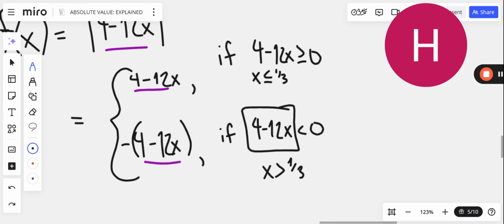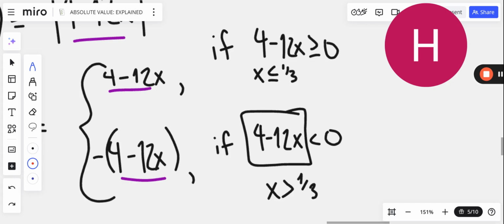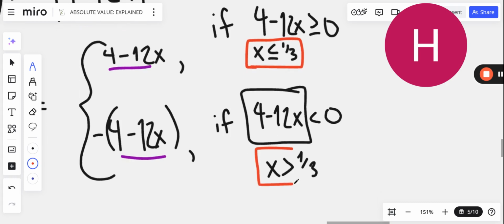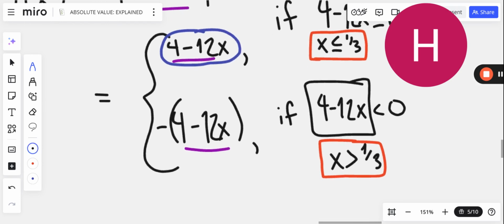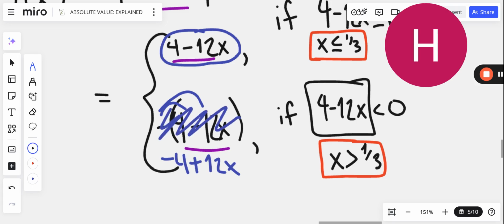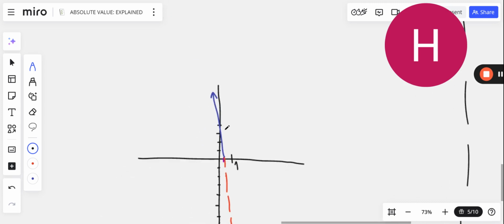Okay, and I actually have a picture of this graph, so you can take a look. And what I want you to focus on when I show you this graph is this breaking point here. This 1/3, x is 1/3. You're going to see two different pieces of graph coming together at x is 1/3. What are the two pieces that you're going to see? Well, you're going to see 4 minus 12x, and then you're also going to see, if I work this out, negative 4 plus 12x. Right, that's what this function is if I distribute the negative. So you're going to see those two pieces on the graph below. There it is.